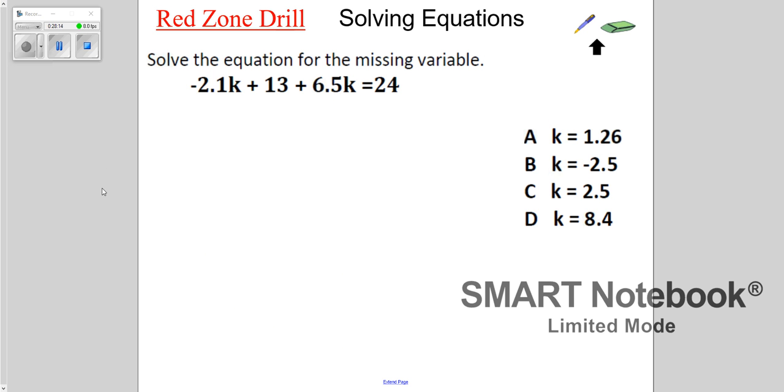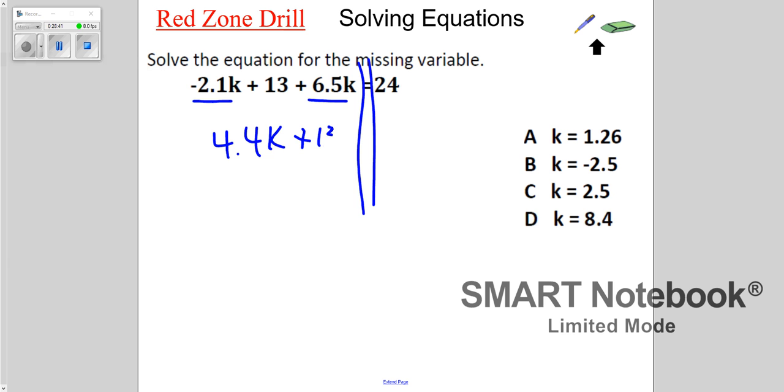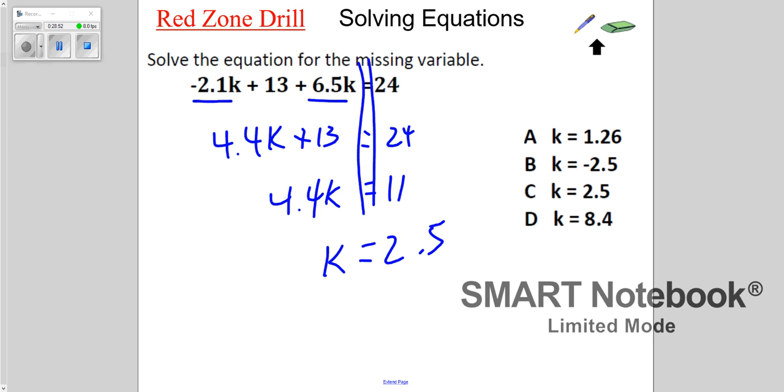Here we go. If you want to split the equation up into two sides, that'll make it a little easier. We still get to this point where students see this, and because this variable and this one are separated by something in between them, students tend to do inverse operations, but this is not an inverse operation question. This is a combining like terms question. -2.1k plus 6.5k is 4.4k plus 13 equals 24. 4.4k equals 11. k equals probably 2.5 looking at those choices.